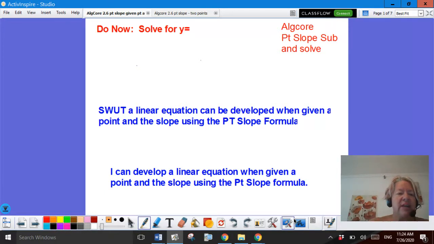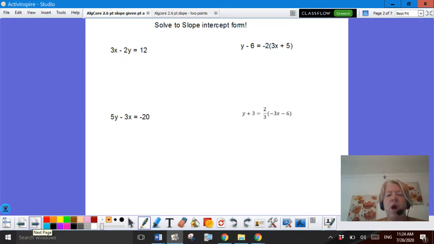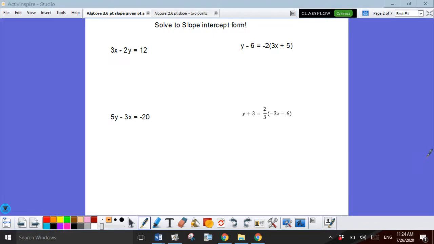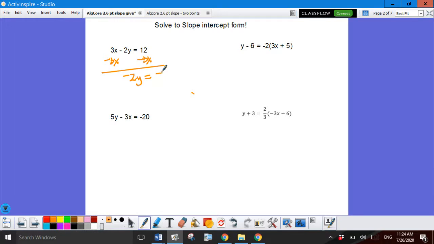Okay, so let's go ahead and do a quick review on solving for y. So I want you to hit pause. I want you to solve these 4 problems for y. Okay, let's see how you did. We're subtracting our 3x. So negative 2y equals negative 3x plus 12. Divide by negative 2. Y equals negative is a positive, so 3/2 x minus 6. So there's my first one.